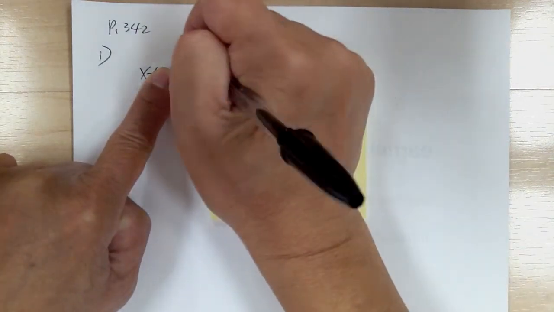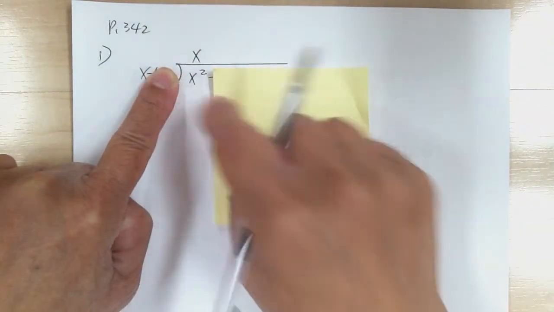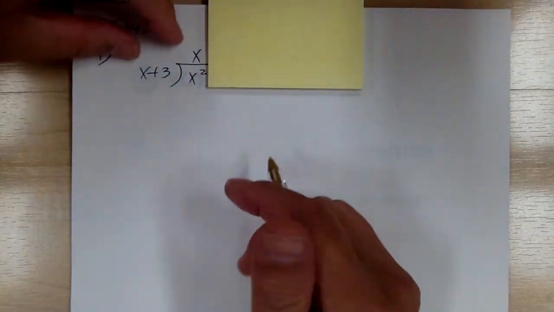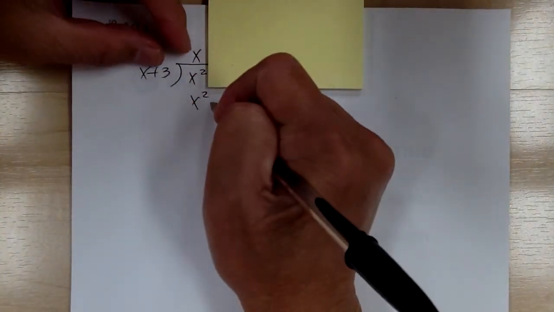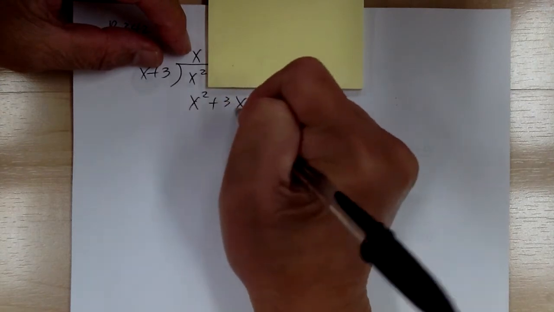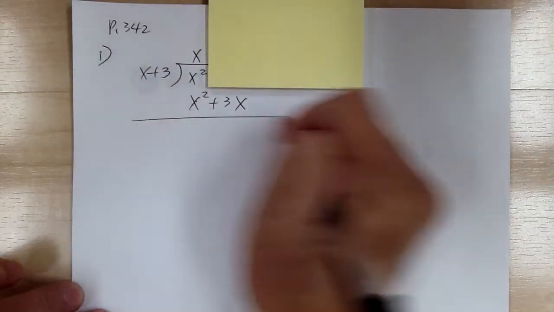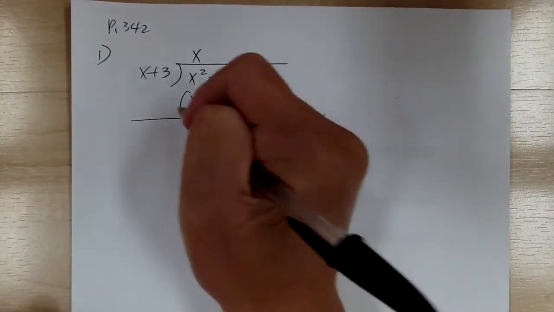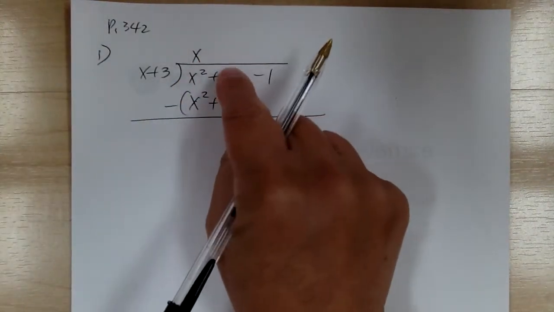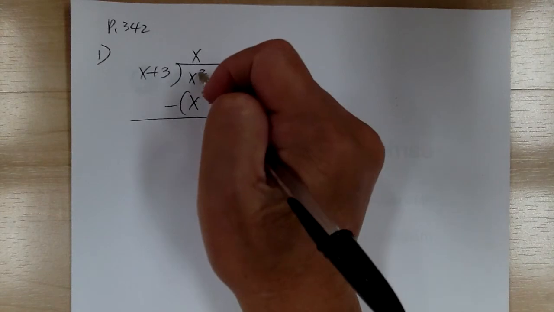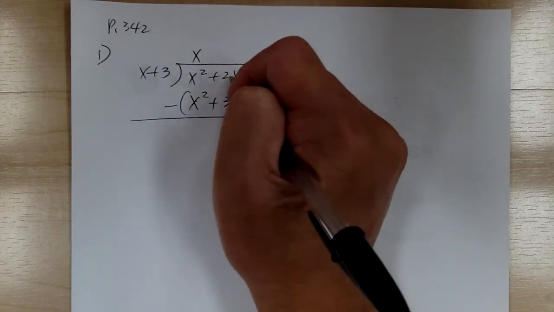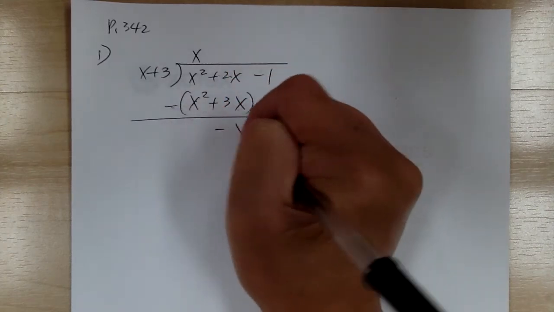So you need to get x over here. x times x will give you x squared. Once you do that, you can go ahead and multiply. You're going to get x squared plus 3x, draw the line, and then subtract. Put parentheses around that so it reminds you to subtract each column. The first column should always match and always cancel out. So 2x minus 3x will give you negative 1x.